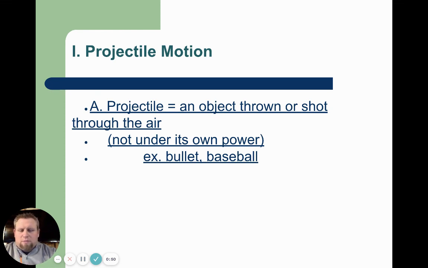So in other words, something had to put it into motion to start with, and then that object is eventually going to come back to the ground because it's not under its own power. So something like a bullet fired out of a gun, or a baseball thrown through the air, or an arrow shot out of a bow, those are all examples of projectiles, okay?